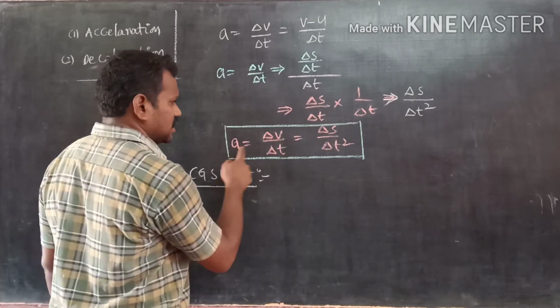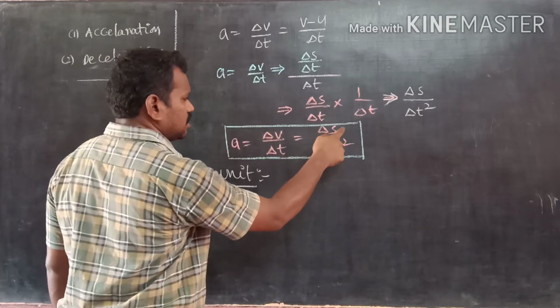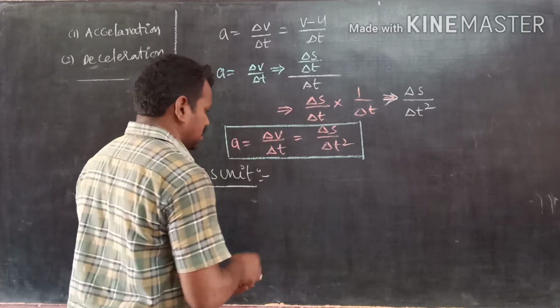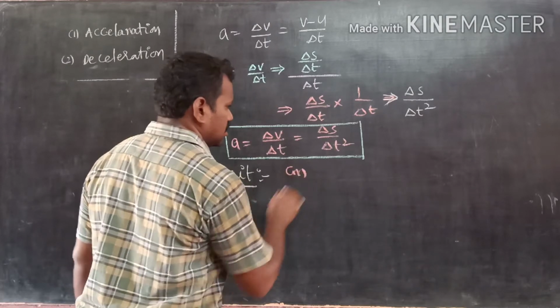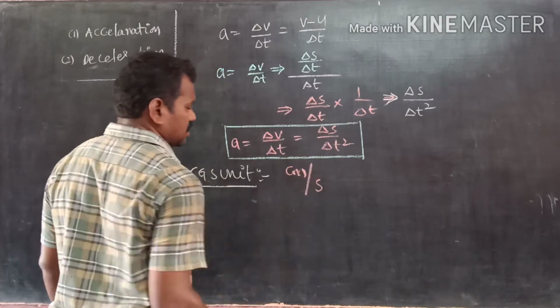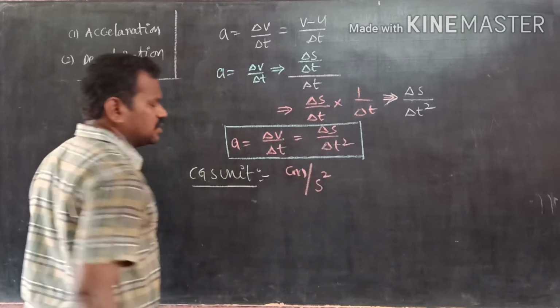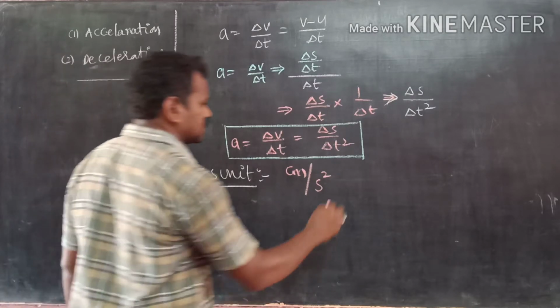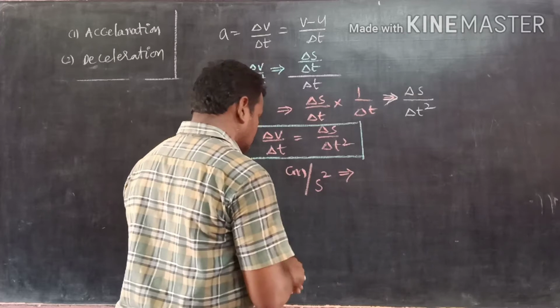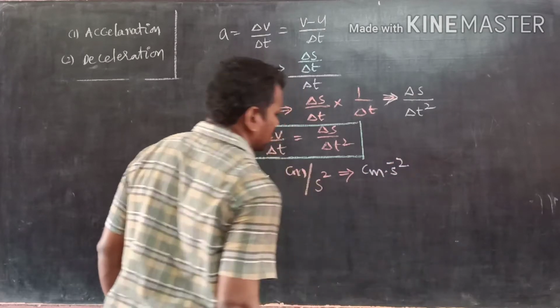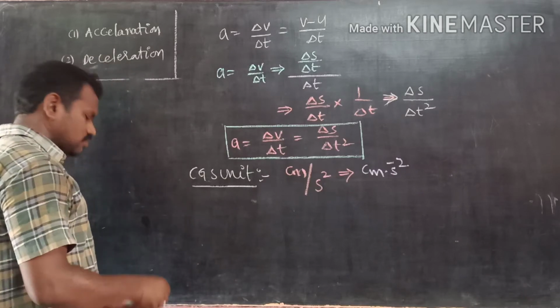Now what is the CGS unit of acceleration? CGS unit of acceleration depends on the CGS unit of displacement, which is centimeter, divided by the CGS unit of time, second, but here the square is there. So the unit of acceleration is centimeter per second square. It can be written as centimeter into second power minus 2.